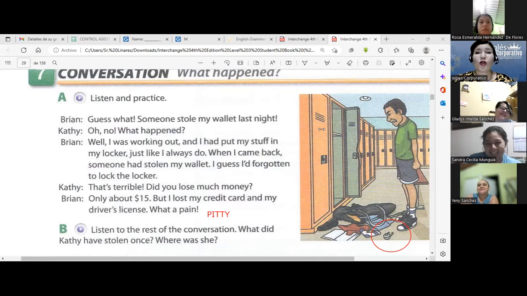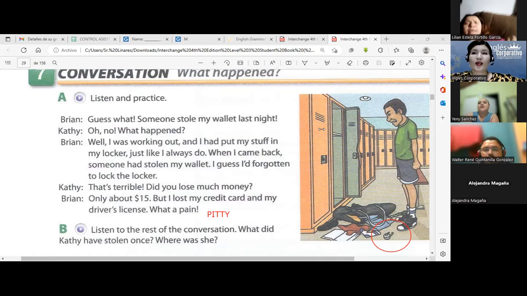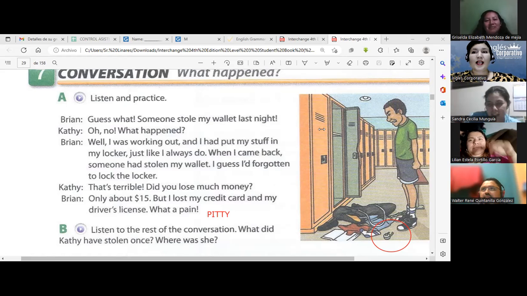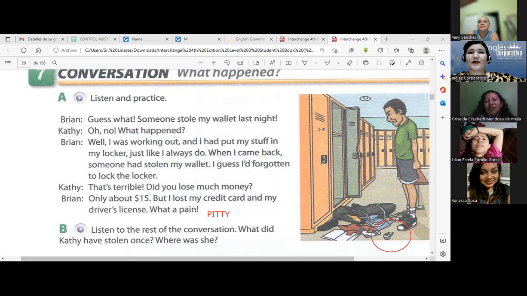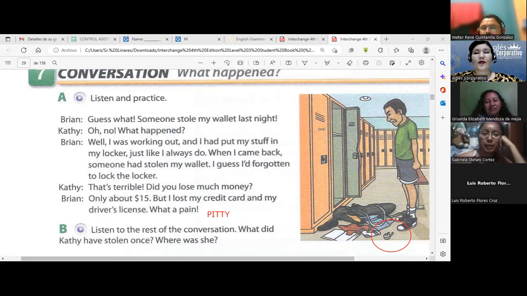Guess what? Someone stole my wallet last night. No, angrier. Someone stole my wallet last night. Okay, feel it. Oh, no. Oh, no.